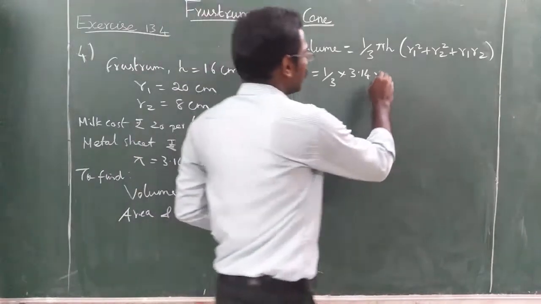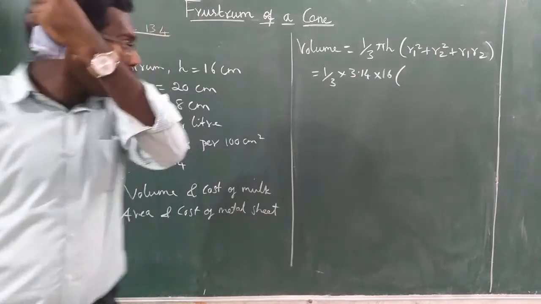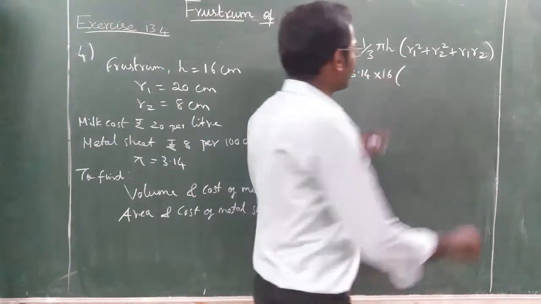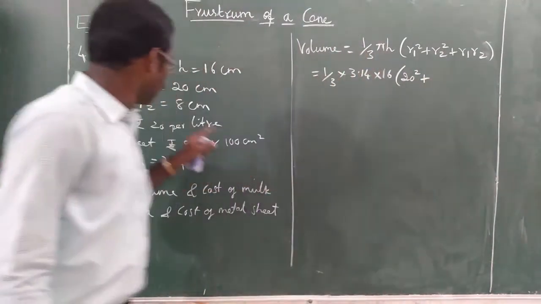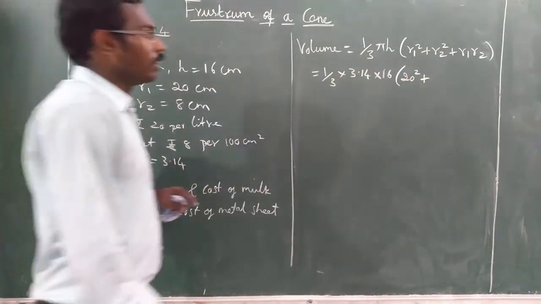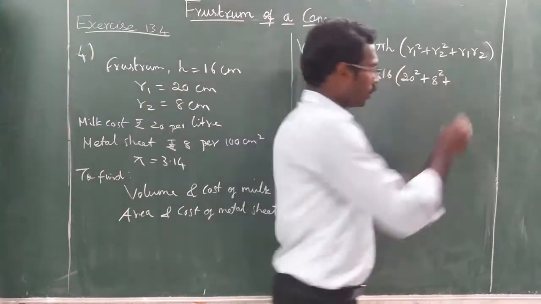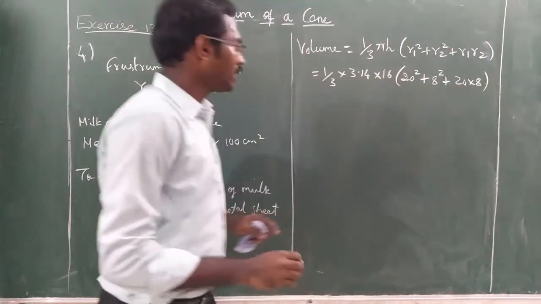Are you all following? Okay, listen. So R1, what is R1? R1 is 20. So R1 square means 20 square plus R2. R2 is 8 centimeter. So R2 square is 8 square plus R1 into R2, which is 20 into 8.